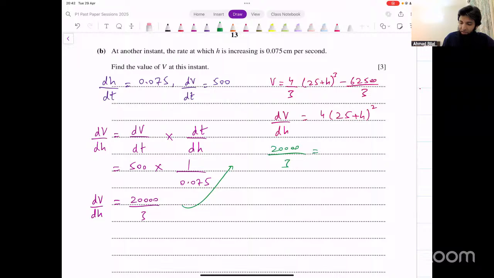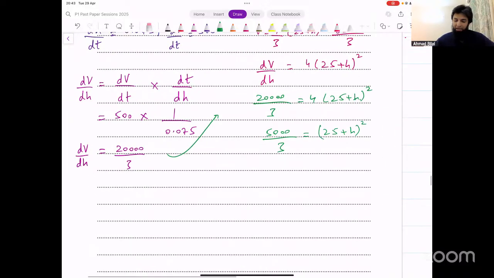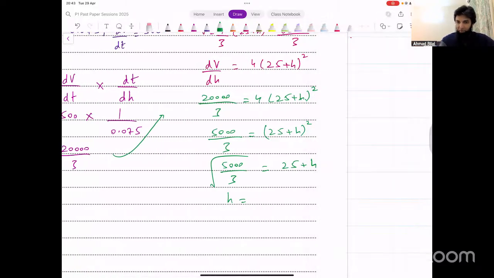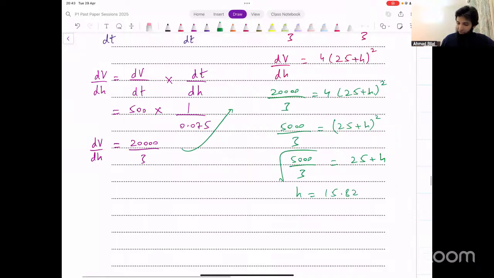20,000 divided by 3 equals 4 into 25 plus H whole squared. Divide 4 on the other side, so it will become 5,000 over 3. That equals 25 plus H whole squared. And now we take the square root on both sides. We ignore the negative square root because height cannot be negative, right? That will give us a negative value. Just consider the positive square root. That will give you square root of 5,000 over 3 equals 25 plus H. And you get some value of H from this. The value of H turns out to be 15.825.